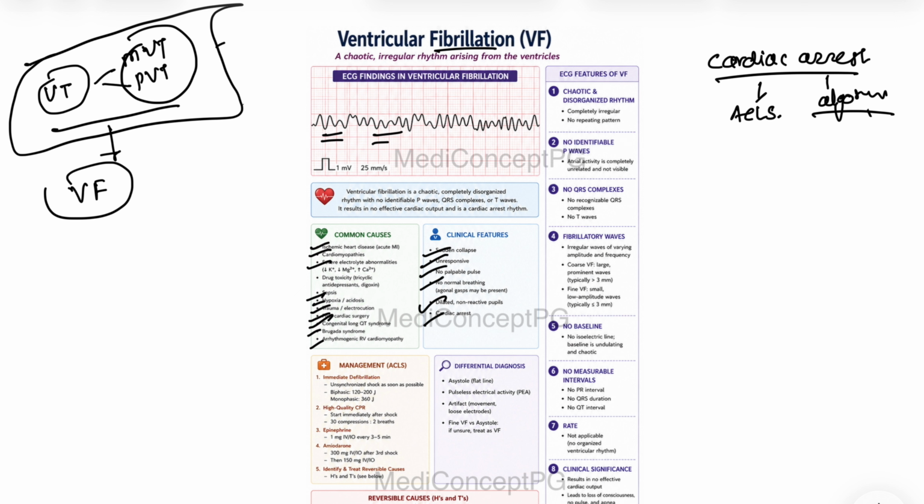The detailed video regarding ventricular fibrillation or the cardiac arrest algorithm, we will be covering in ACLS protocols. The ACLS protocol is a very big topic and it has to be taken in separate chapters. So we will study this cardiac arrest algorithm in that chapter.